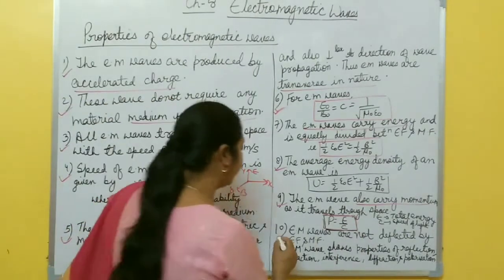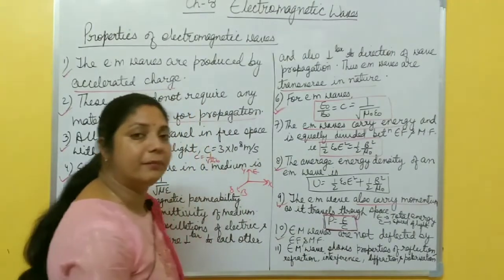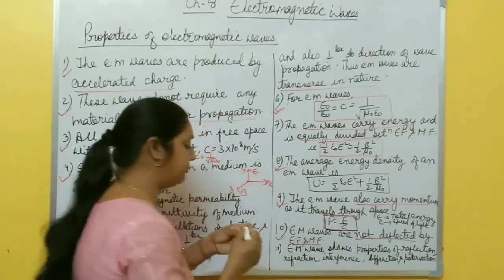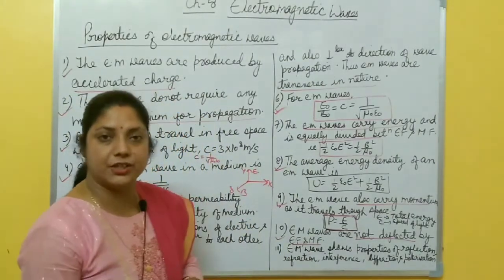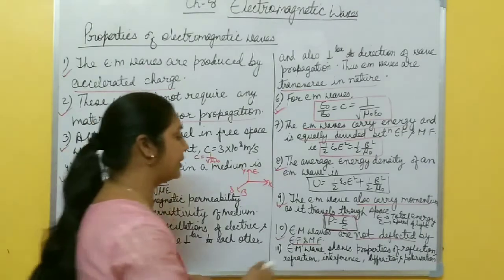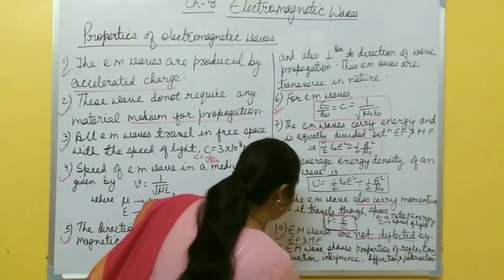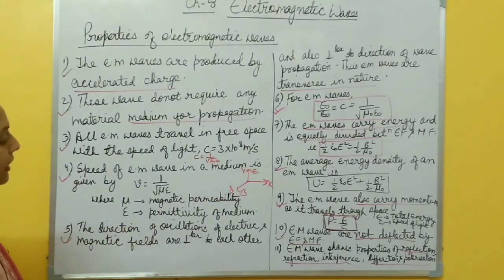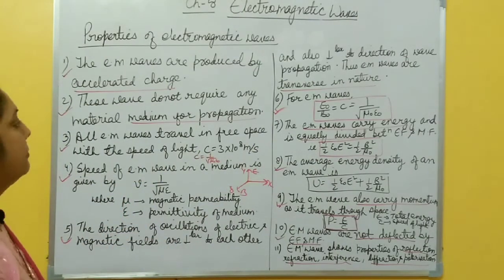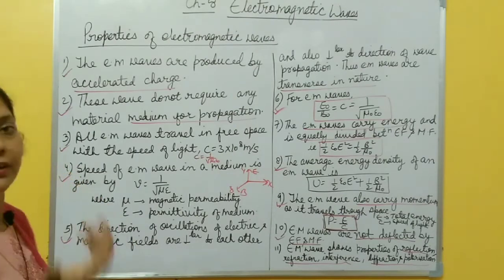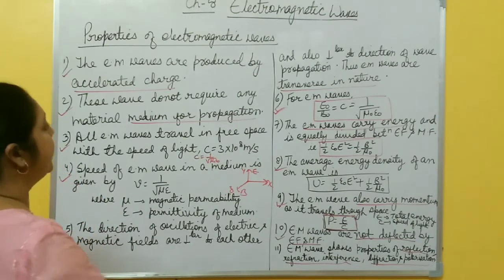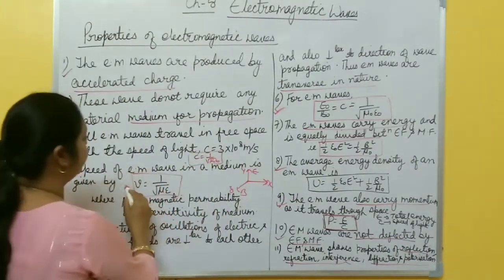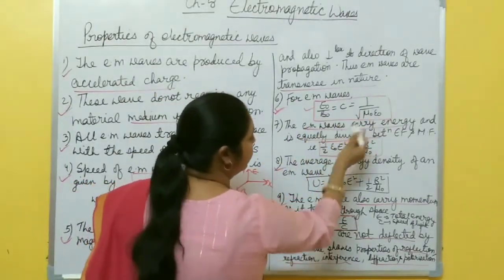Okay. Then next one, electromagnetic waves are not deflected by electric and magnetic fields. And one more last property, electromagnetic waves show the properties of reflection, refraction, interference, diffraction and polarization. So these are the different properties of electromagnetic waves. I have written 11 here. You must remember these properties. They may be asked in 1 or 2 marks questions. And also for numerical purposes, you must revise these formulas: v, c, E naught by B naught equal to c, and this one.